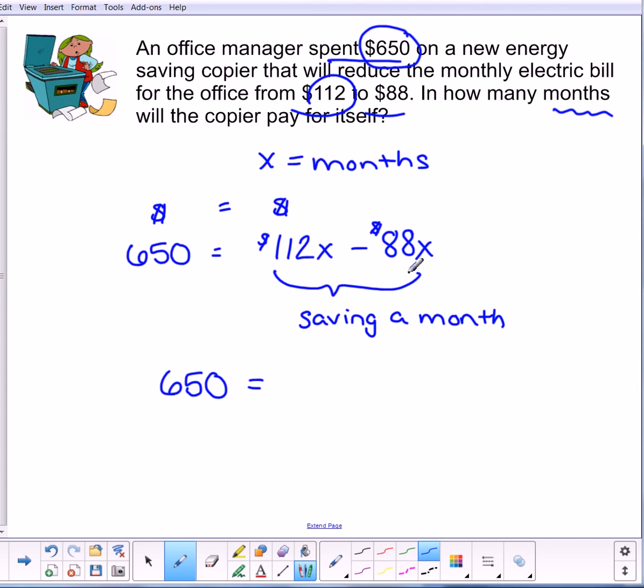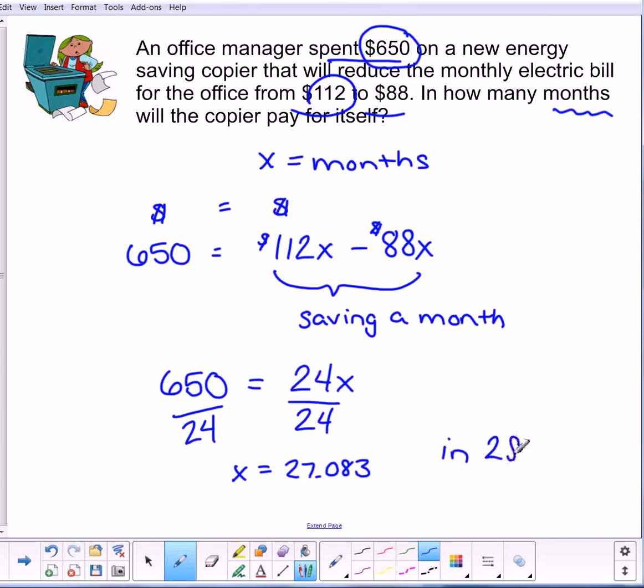650 equals 112 take away 88 is 24x, and there's 12 to get back to 100, and then 12 more over 100. To get x by itself, I'm going to divide by 24, and calculator, that's going to be a funny one. 650 divided by 24 is 27.083. So, in 28 months, my copier will pay for itself. So it's going to take me a little bit over 2 years for that copier to pay for itself.